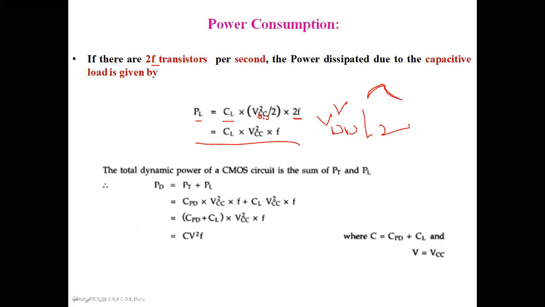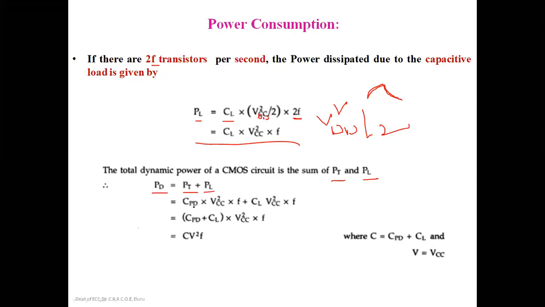The total dynamic power of a CMOS circuit is the sum of PT and PL. Here PT is the power due to the transient, low to high and high to low. All the time we are discussing only these two points, low to high and high to low, because it is a dynamic condition, and PL is the power due to the capacitive load. So now the total dynamic power is PT plus PL.